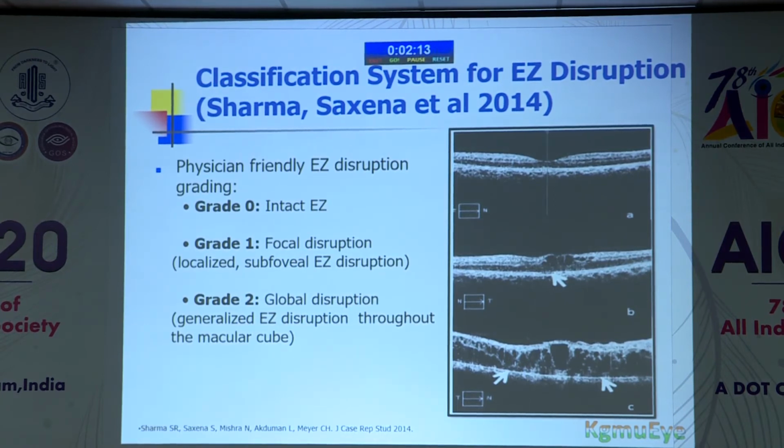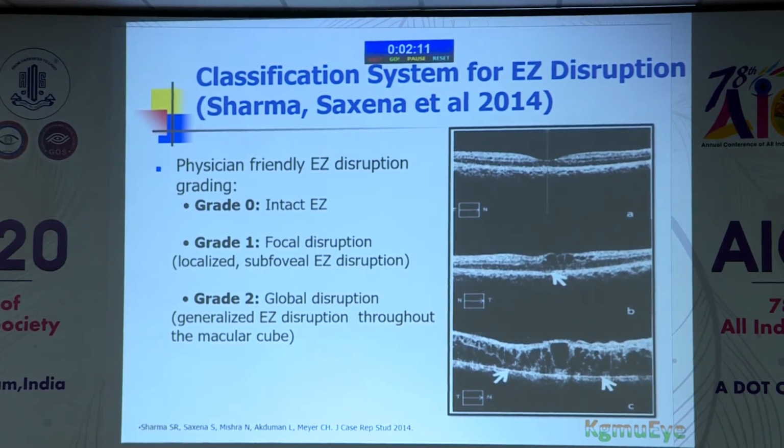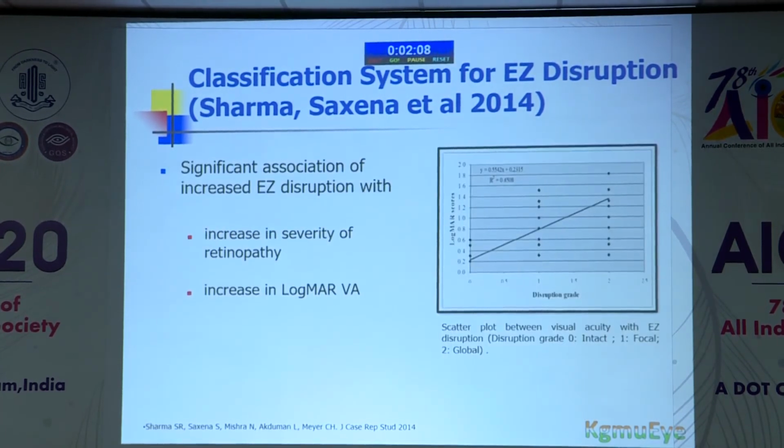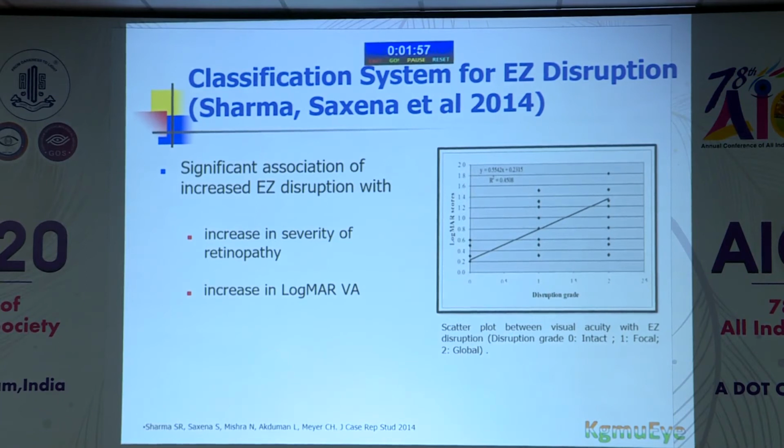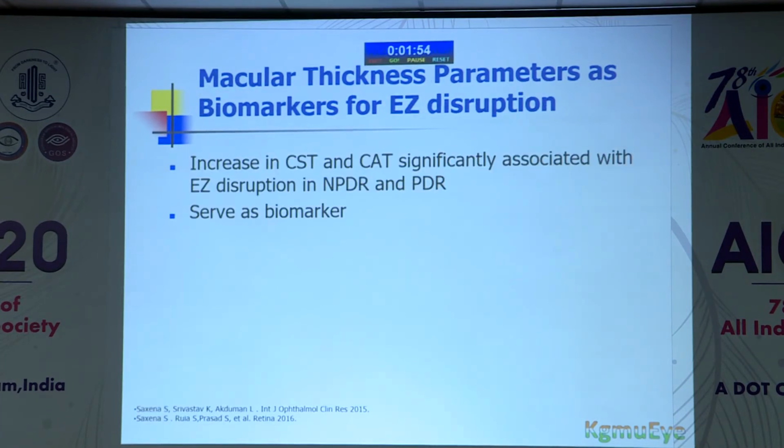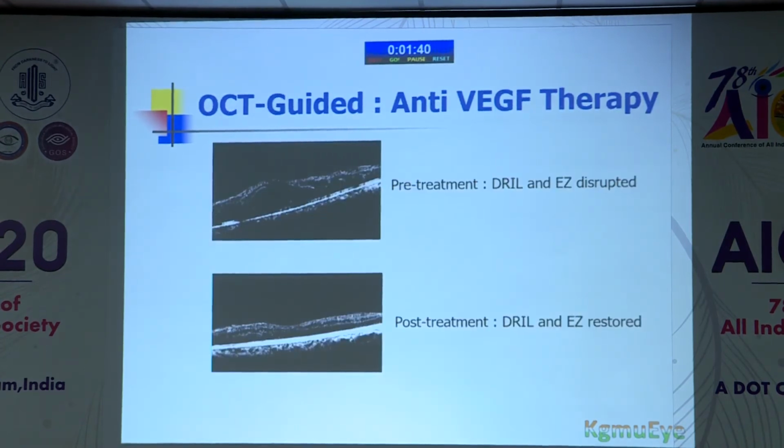So this kind of classification system provides a global formulation of how things are behaving as the severity of diabetic retinopathy is gradually increasing. And we found that as the disease goes from a focal to a global level, that also correlates very well with the severity of change of vision. We also found that the macular thickness correlates very well with the ellipsoid zone disruption and may serve as a biomarker. And lastly, I come to the concept of how the ellipsoid zone regenerates once we give anti-VEGF therapy.